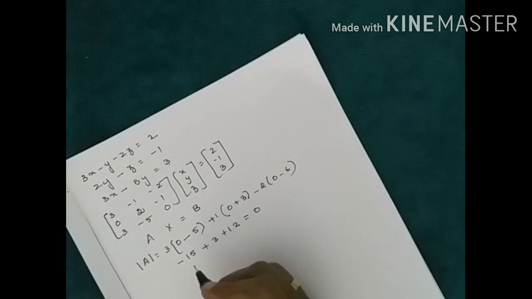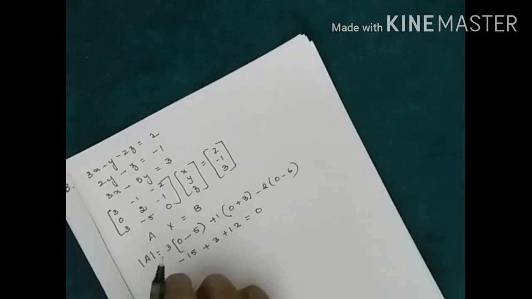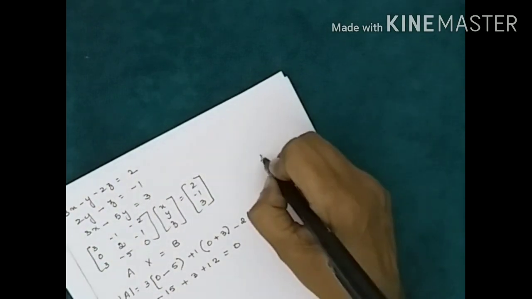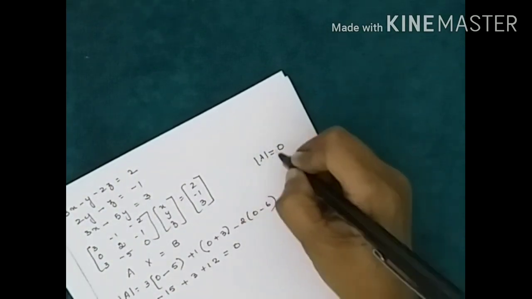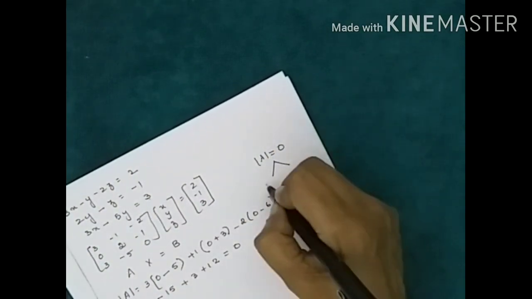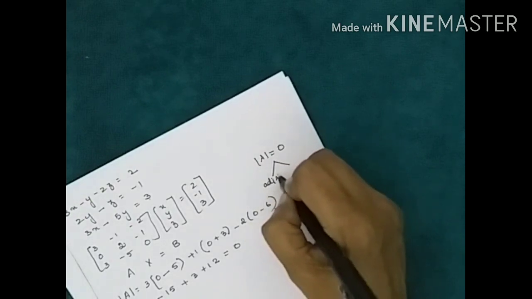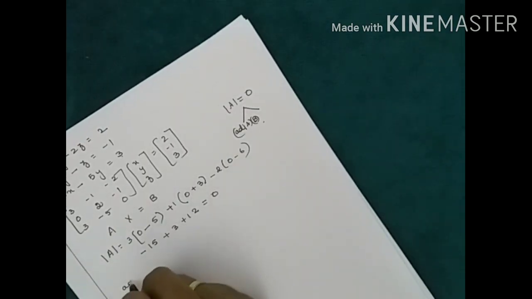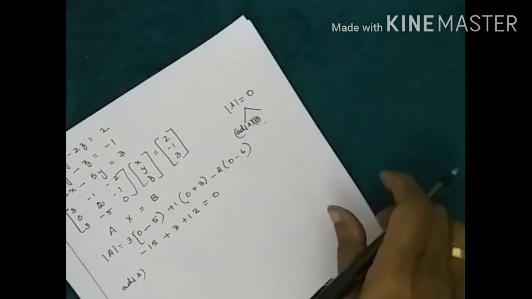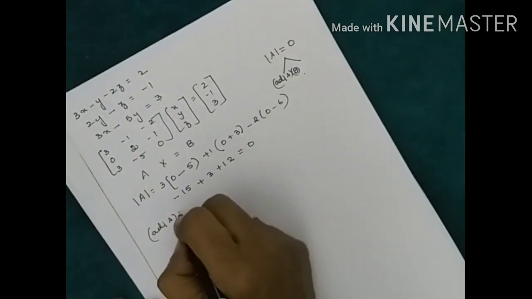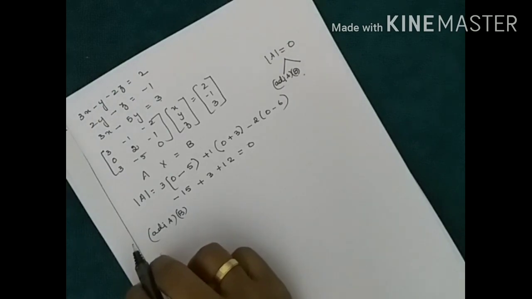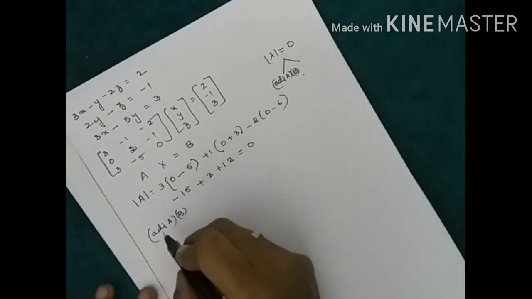So if it is equal to 0, then the property is, if the determinant of A is equal to 0, then we have to find adjoint of A into B matrix. Okay, we have to find this. So let us find adjoint of A into B matrix. Okay, so let us find the adjoint of A. Now how do you find the adjoint of A?